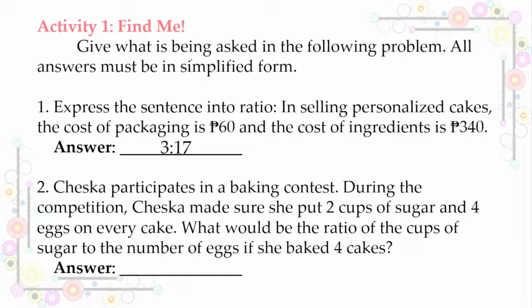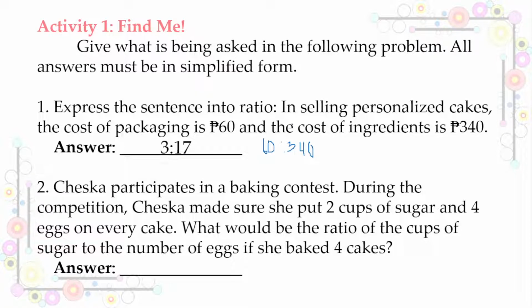Why? Because the original ratio is 60:340, okay? 60 is to 340. So we simplify it. We divide both by 20. So we get 60 divided by 20, we have 3. And 340 divided by 20, we will get 17. So the simplified form is 3:17.